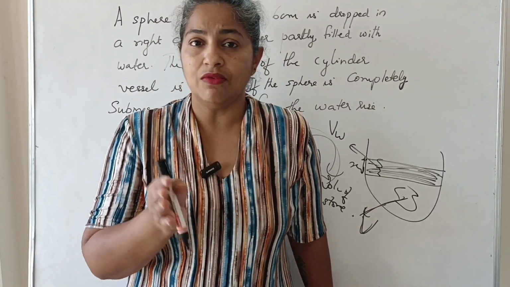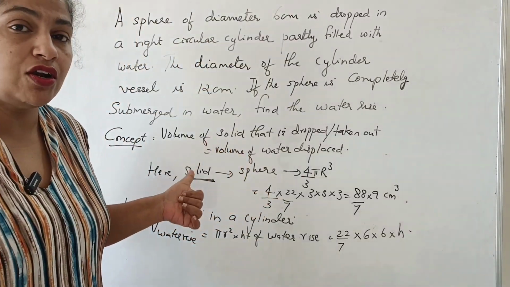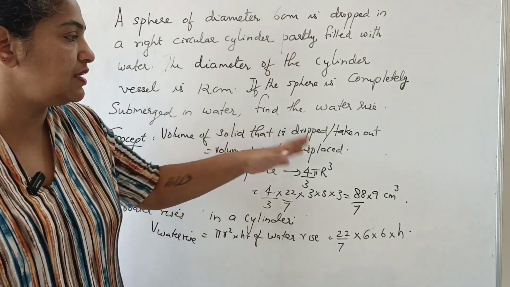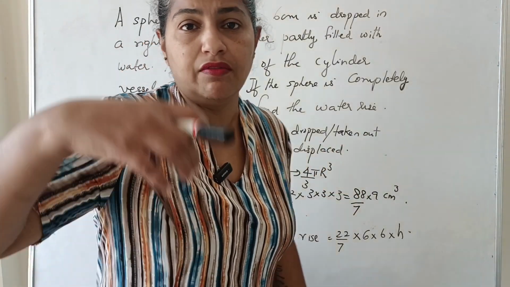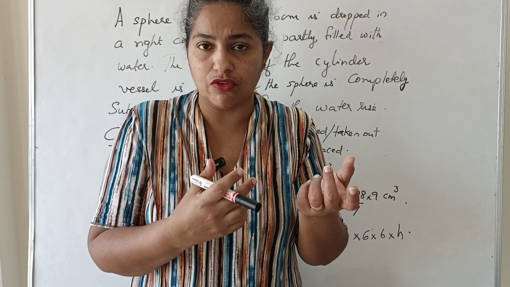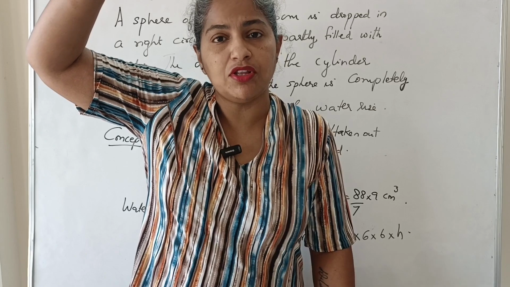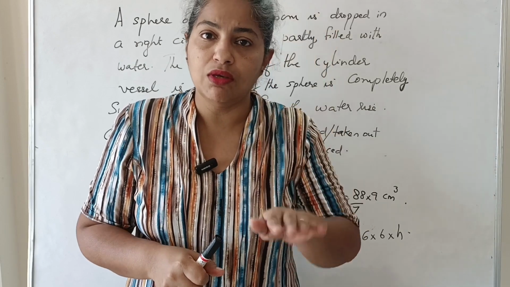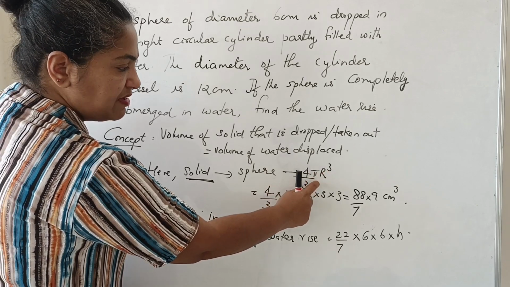So now let us do this sum so that you get clarity about the concept that I am talking about. So I have written down the steps for you. First, it is a concept. What is the concept that we are using over here? Volume of the solid that is dropped or taken out is the volume of the water displaced. When I'm dropping a stone into the water, the same quantity of water is displaced as the volume of the stone. It's the same if there is a stone already inside the water, and I'm taking it out. What will happen to the water? The level will go down. Again, the volume of the stone taken out is equal to the volume of the water that went down.